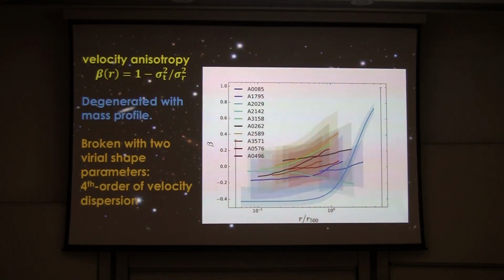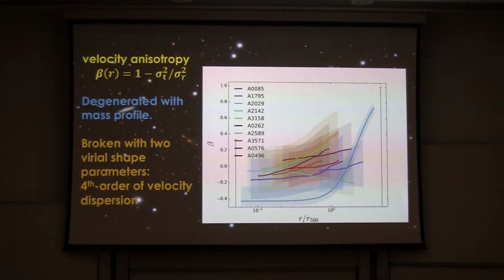This shows that we have a well-constrained mass profile, but for the anisotropy parameter we have very large uncertainties. The mass profiles are well constrained because we plot in log scale, so the error bar looks very small. But in linear scale, you would see a much larger error bar on the mass.